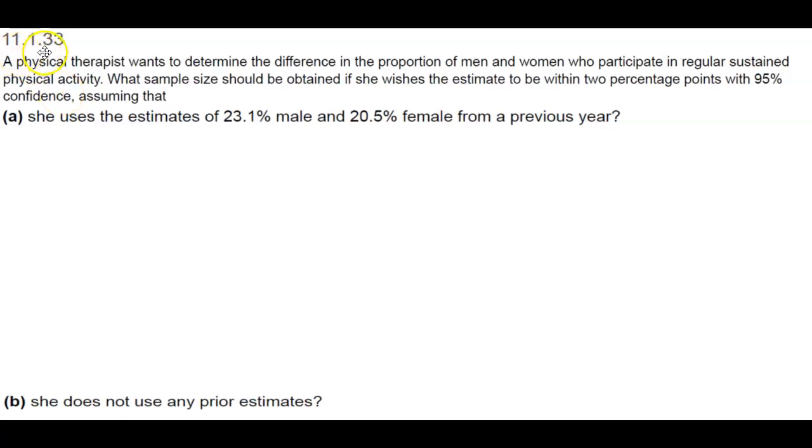Section 11.1.33. A physical therapist wants to determine the difference in the proportion of men and women who participate in regular sustained physical activity. What sample size should be obtained if she wishes the estimate to be within 2 percentage points with 95% confidence? Assuming that in part A, she uses the estimate of 23.1% male and 20.5% female from a previous year.